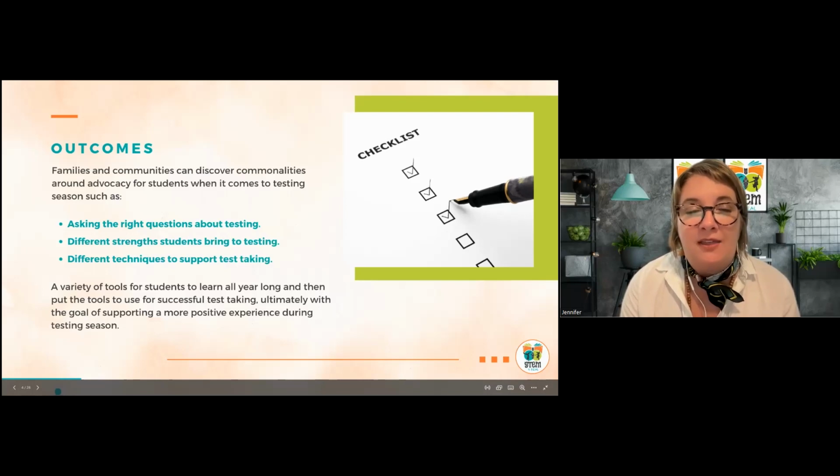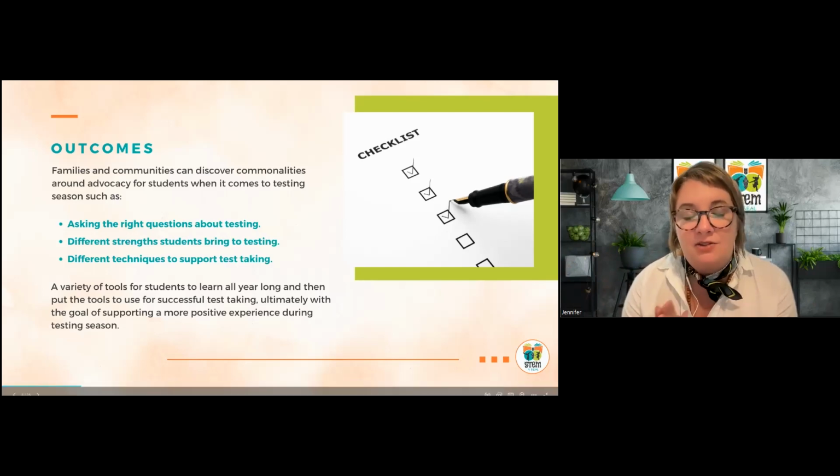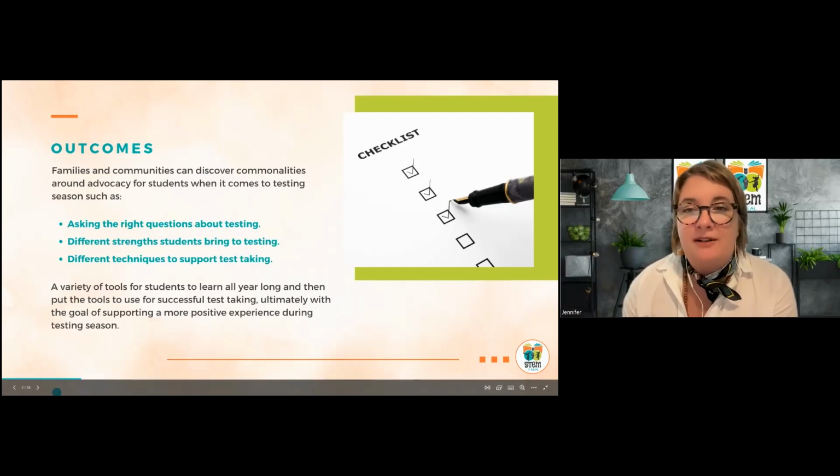So we'll look at this idea of considering the test is the whole year. We're preparing students right from the get-go, beginning in September, so that during testing season, it's a more positive experience for students.